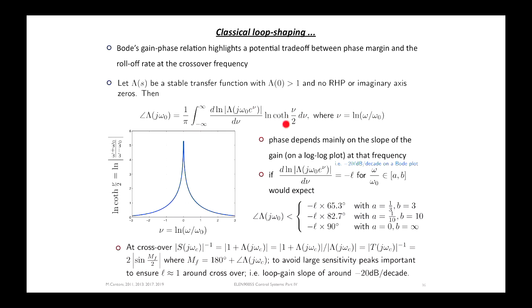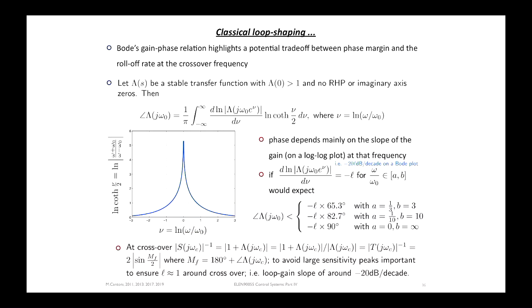And it's a weighted integral of the slope of the magnitude of the open loop transfer function. And this is what the weight looks like. So it's telling you that in terms of what the phase is at a given frequency, the slope of that function, the magnitude of that function, is most important around that frequency. So most of the weight is concentrated around that frequency. 0 here results when you put omega equal to omega naught, giving you 1, so log of 1 is 0.